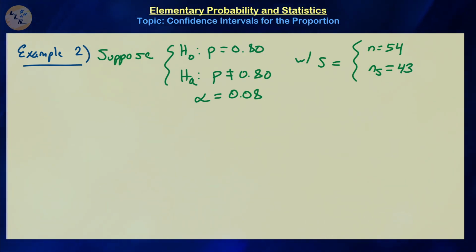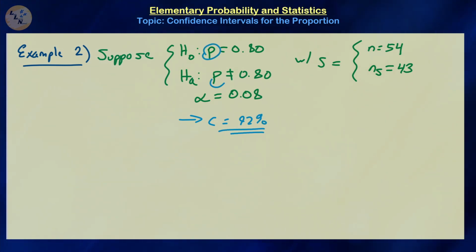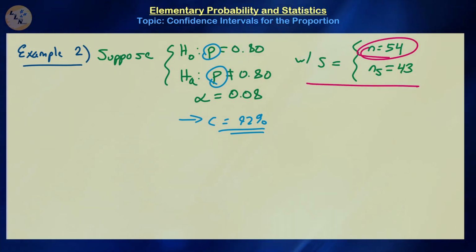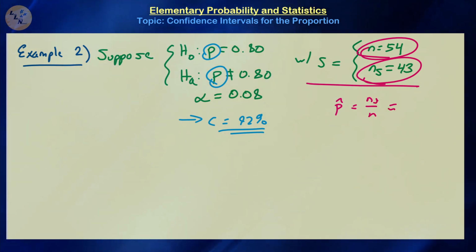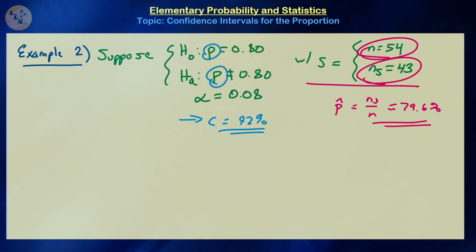So if we let alpha be equal to 8%, that means we're going to be constructing a 92% confidence interval for the population proportion P that we're seeking to test. We're going to go out and gather a sample. Let's assume that our sample size is 54, and the number of successes in that sample is 43. So of course the p hat for this is going to be equal to the number of successes divided by n, so you can find that that's approximately equal to 79.6% for the sample proportion p hat.